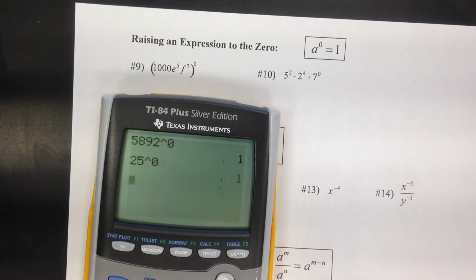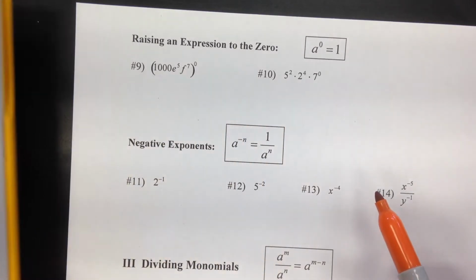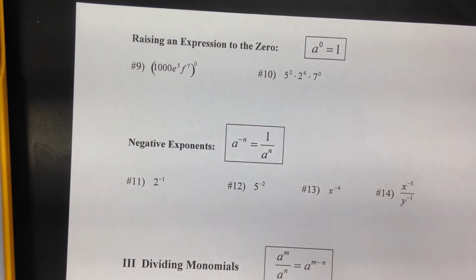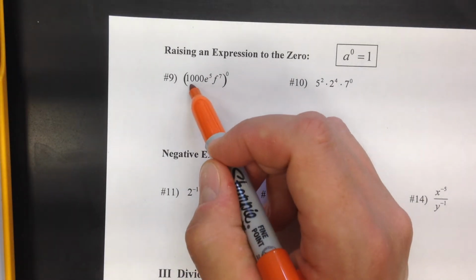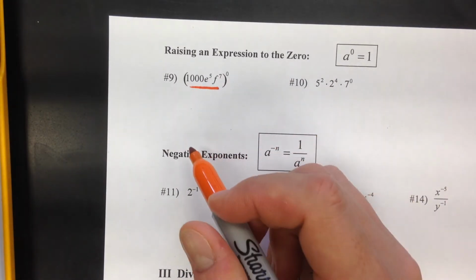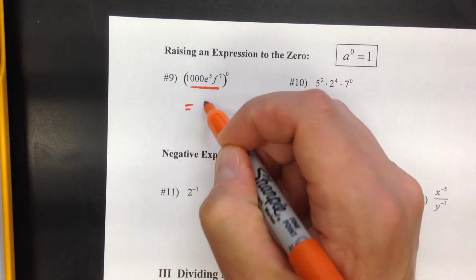25 to the 0 equals 1. Anything to the 0 is 1. Okay, I'll show you why in a second, but let's look at the examples. Number 9, this whole thing is being raised to the 0. It equals 1.